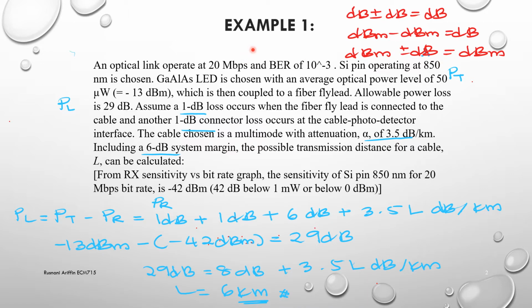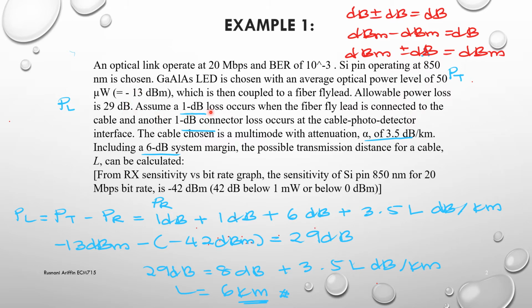Let's proceed. An optical link operates at 20 megabit per second and a BER of 10 to the power of negative 3. A silicon pin photodetector operating at 850 nanometer is chosen. A gallium aluminum arsenide LED is chosen with an average optical power level of 50 microwatt. If you convert 50 microwatt into dBm, you will get negative 13 dBm. This is our power transmit, which is then coupled to a fiber fly lead. Allowable power loss is 29 dB.